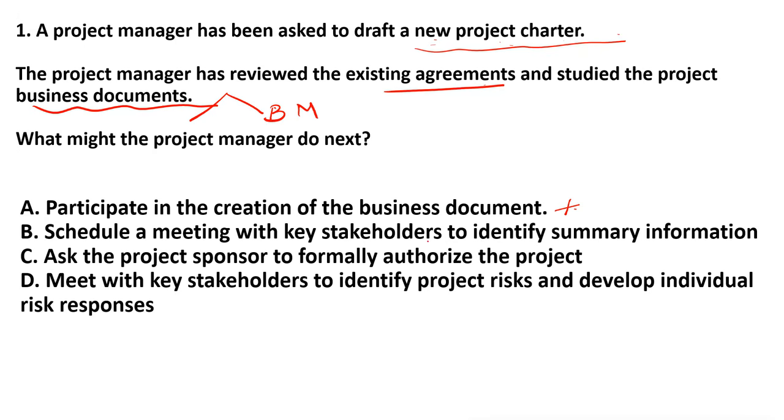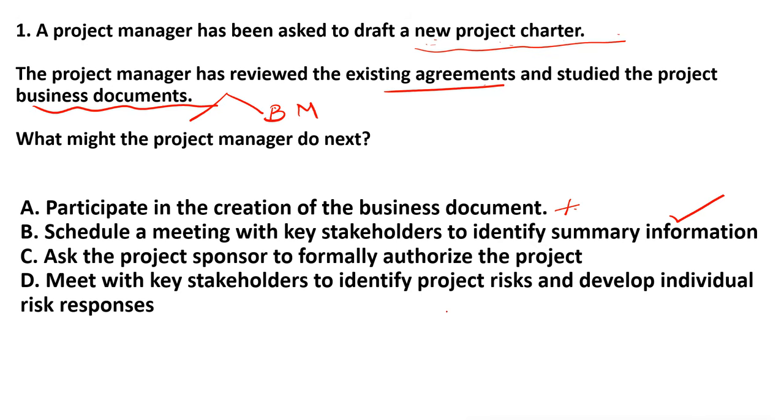Schedule a meeting with the key stakeholder to identify summary information. This is the best choice, but I will read the other two. Ask the project sponsor to formally authorize the project. No, because they are still working. He has been asked to make a new project charter. Meet with the key stakeholder to identify project risk and develop individual risk responses. So B is the best choice.